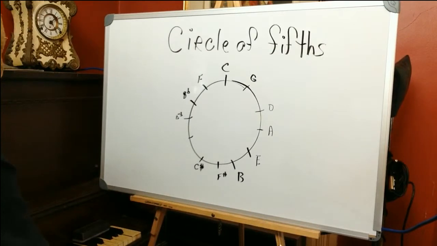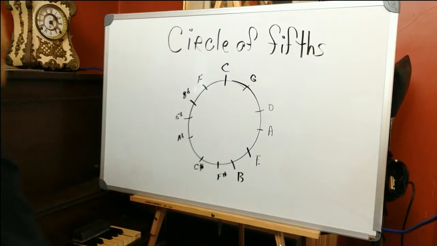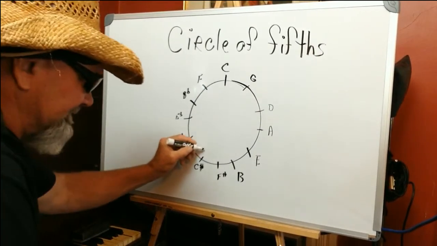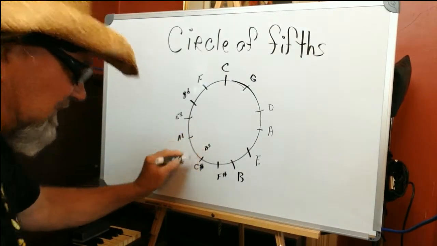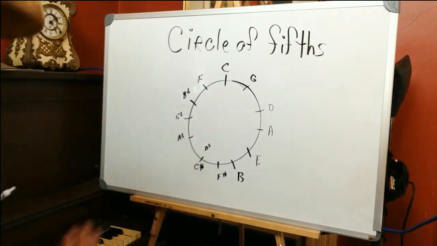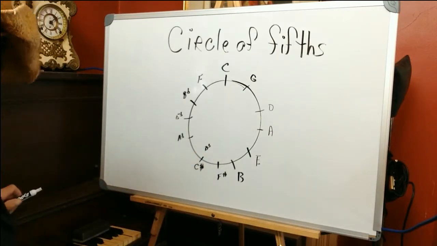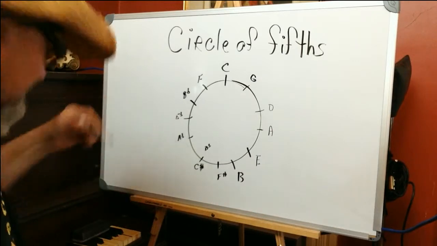Up 8 again, we have an A flat. Up 8 again, we have a D flat. We'll move it over here. A D flat is the same as a C sharp. Academically, they just call it different because you can't have two of the same notes in the same key signature. So we call a D flat a C sharp sometimes, same note.